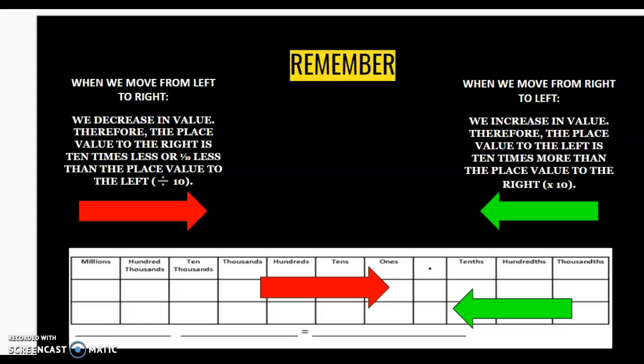Okay, boys and girls, so please remember, when we move from left to right, we decrease in value. Therefore, the place value to the right is 10 times less, or 1/10 less than the place value to the left. So we are dividing by 10. When you move from right to left, we increase in value. Therefore, the place value to the left is 10 times more than the place value to the right. That means we are multiplying by 10 or powers of 10.